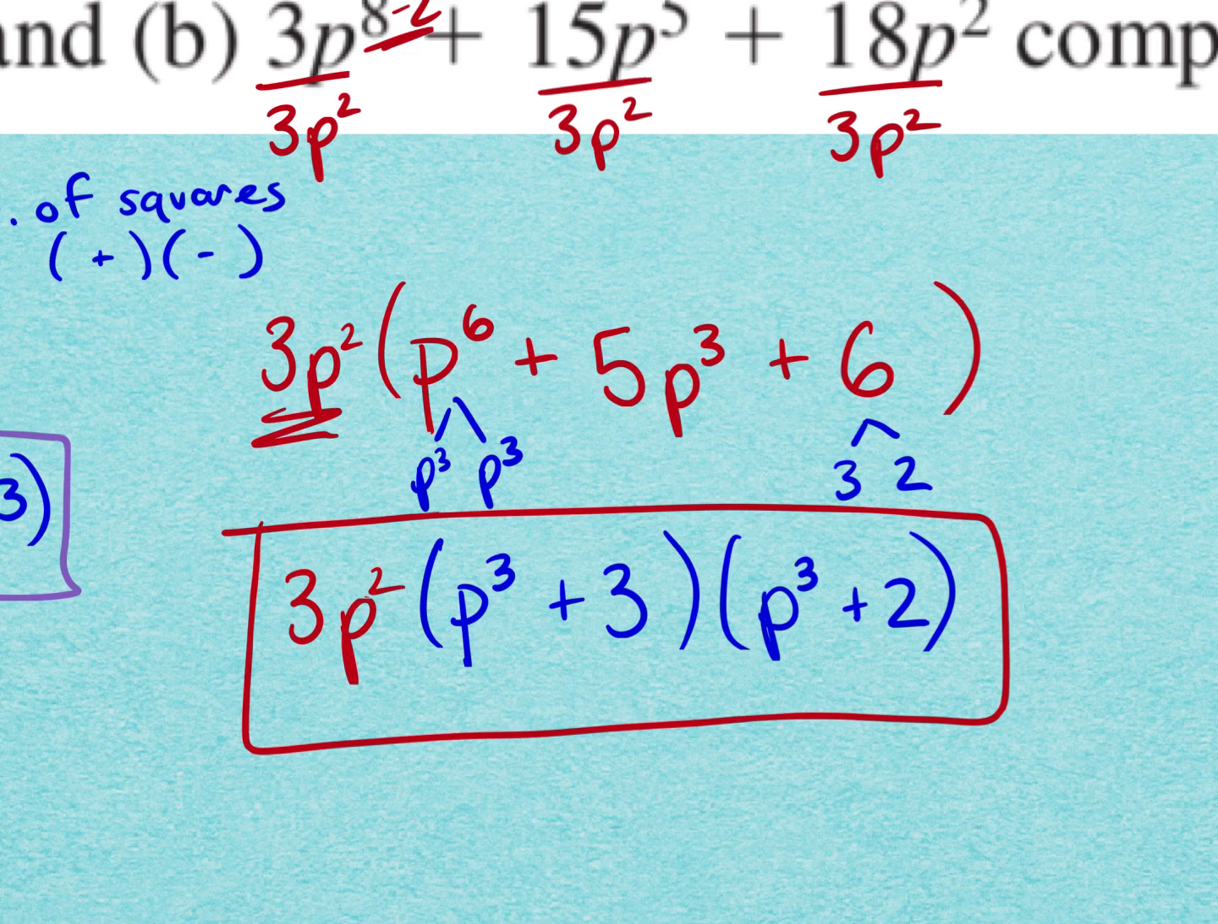Can I factor any one of these out anymore? No. Always check if you have something cubed, are both of these numbers perfect cubes? 3 is not a perfect cube and 2 is not a perfect cube, so we can't factor it anymore. So we would be done here.